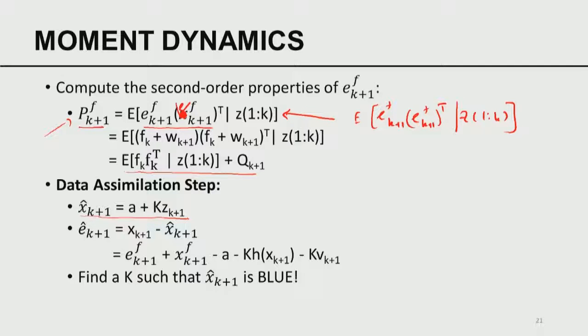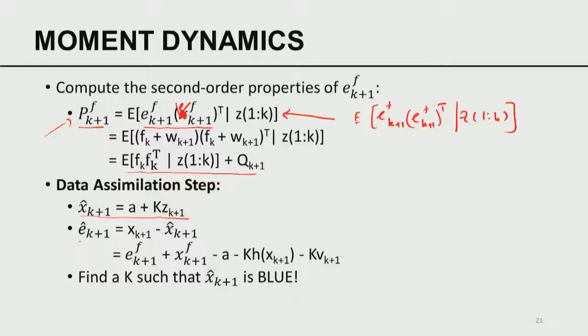So I am going to make my analysis depend on a plus K times z_{k+1}. You may remember in one of the earlier discussions of statistical estimation, this is the structure of the linear estimation. A is the vector, K is the matrix. So you can express the analysis as a linear function of the observation, where A and K have to be determined to make the analysis unbiased and also of minimum variance.